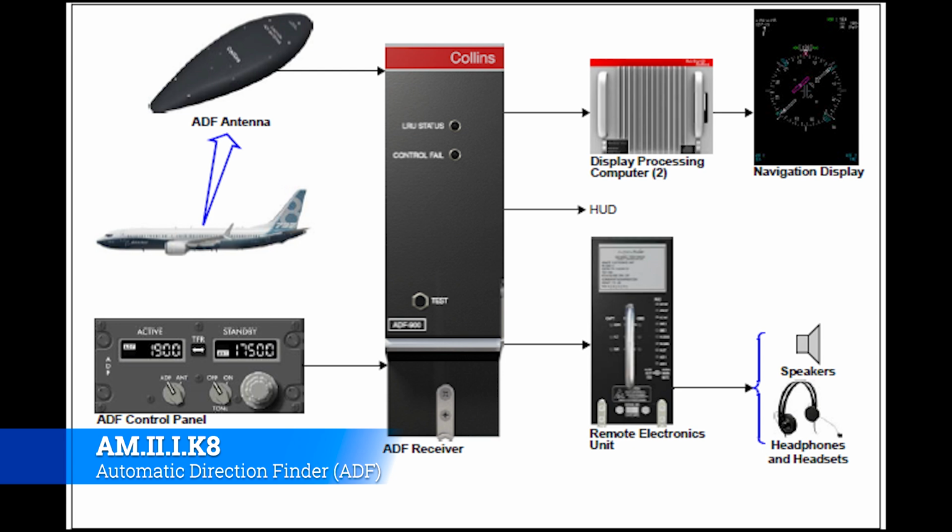And that's the routing that signal goes through. The ADF receiver picks it up via the antenna, and then it goes into DPC2 for sure, but you can't listen to it that way. The audio signal goes into the REU and then out to the headphones. You just have to go to your audio control panel and select ADF on there, and you'll be able to listen to it.